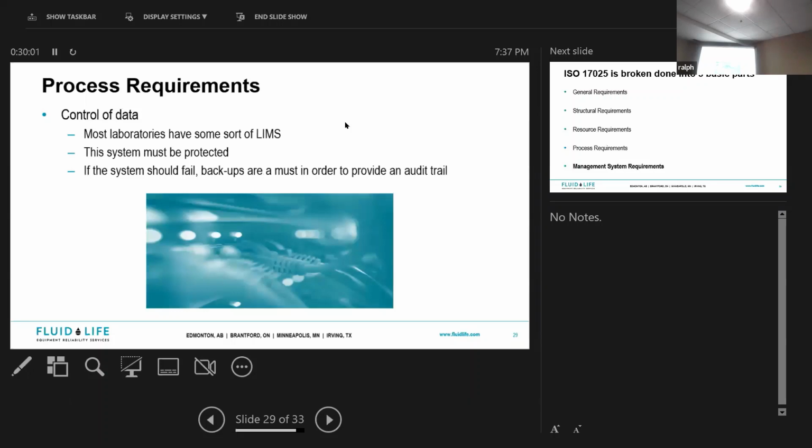Control of data. So most laboratories will have some sort of LIMS, some sort of interface where all of their data goes into. That must be protected, and that also needs to be backed up should anything happen or fail. So a big server of some sort needs to be protected in some way and backed up. And that is a requirement of the standard.